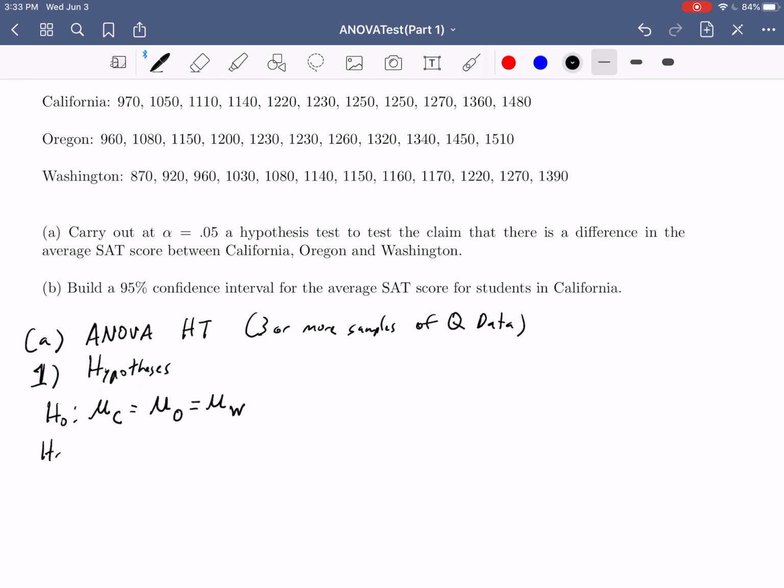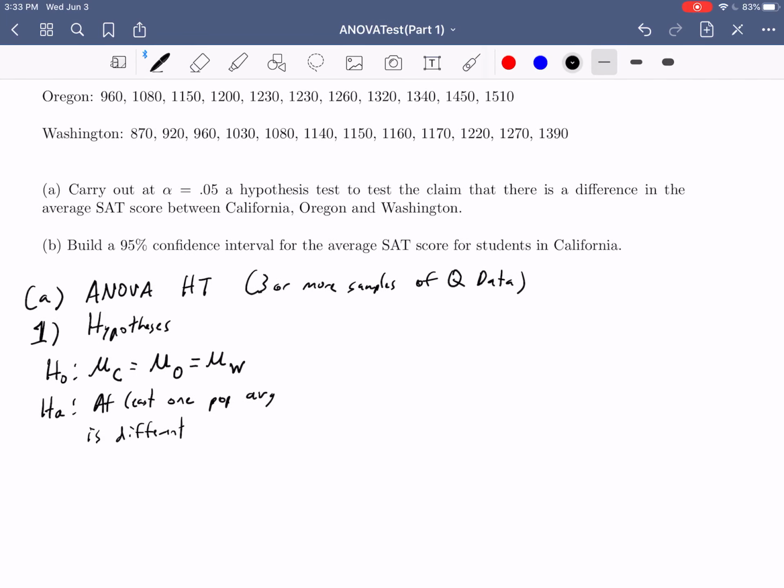What is the alternate going to be? Well, the alternate is that at least one population average is different. Now, again, there are lots of different possibilities for what it means for at least one to be different. Could mean that California is different from Oregon and Washington. Could mean that California, Oregon, and Washington are all different, or some other combination. But again, this is just a global test that's saying that there's at least some difference amongst the three populations. All right, let's go ahead then and move on to the conditions.